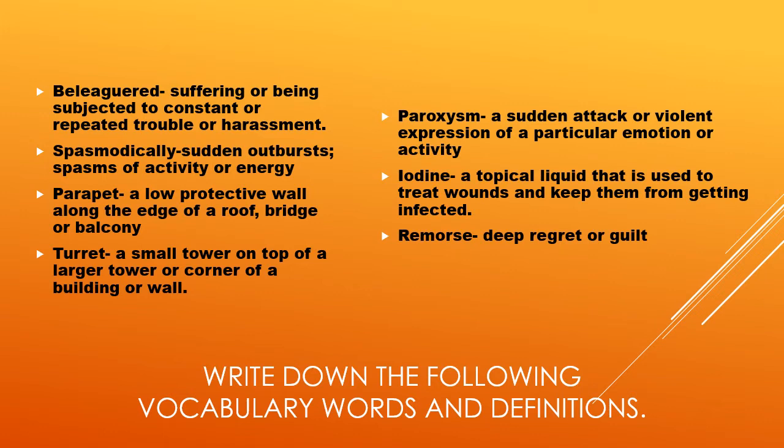Paroxysm. Paroxysm is a sudden attack or violent expression of a particular emotion or activity. I think I'm pronouncing that word correctly. I think it's a cool word, so you should incorporate it into your vocabulary in the future. Iodine. Iodine is a topical liquid that is used to treat wounds and keep them from getting infected. And then finally, remorse. Remorse is when you have a deep regret or deep guilt.